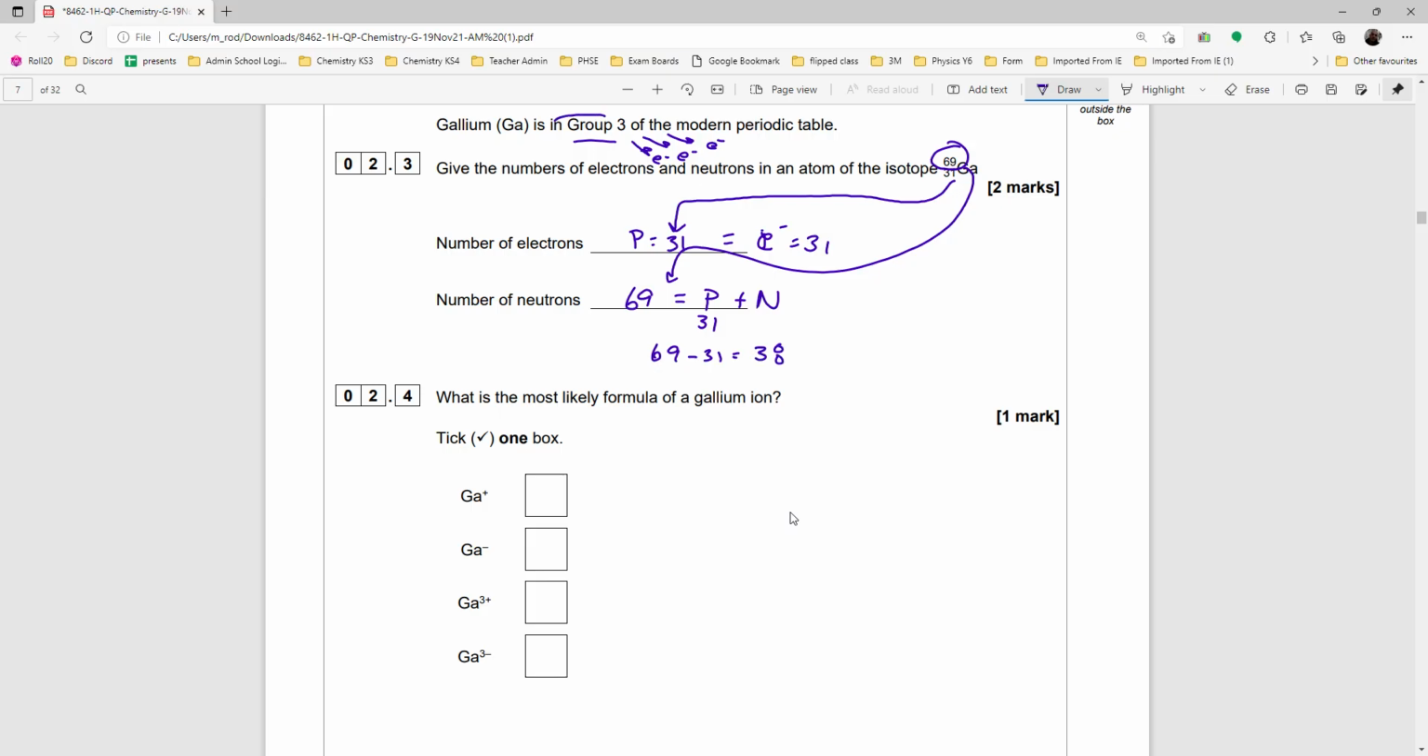Now, sorry about jumping ahead earlier. I also knew that this was group 3, and they want to know the ion for it, which means it's a metal. Metals will form positive ions because they will always lose electrons, which means if you're in group 3 and you lose 1, 2, and 3 electrons, they become +3.